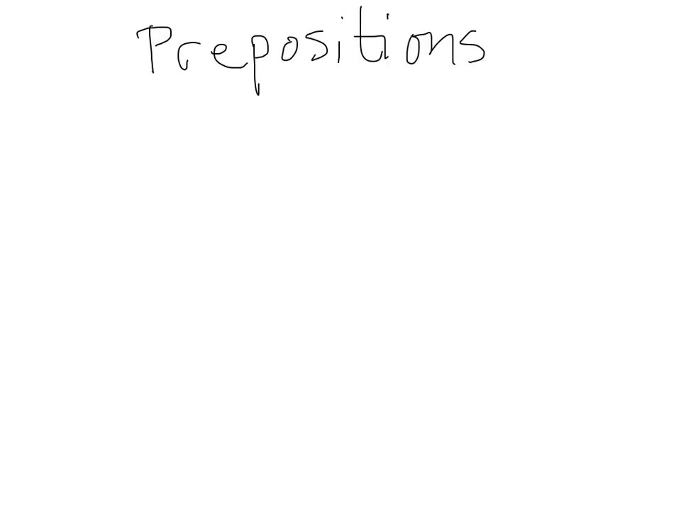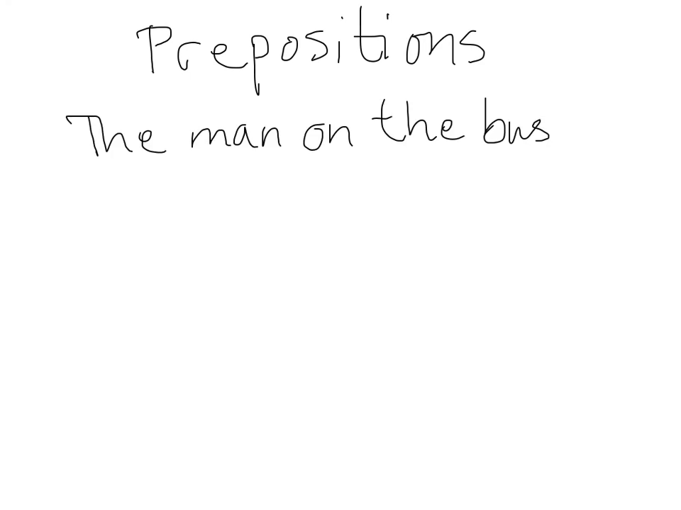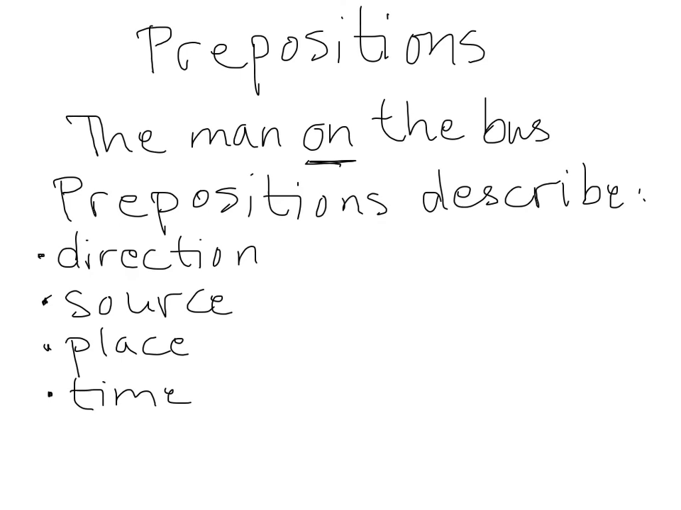And finally, we're going to go through prepositions. Prepositions show the relationship between a noun or a pronoun and the other words in the sentence. In the sentence, the man on the bus, the word on is a preposition, and it shows that the man is on the bus. So it shows the relationship between the man and the bus. Prepositions describe, for example, direction, source, place and time.